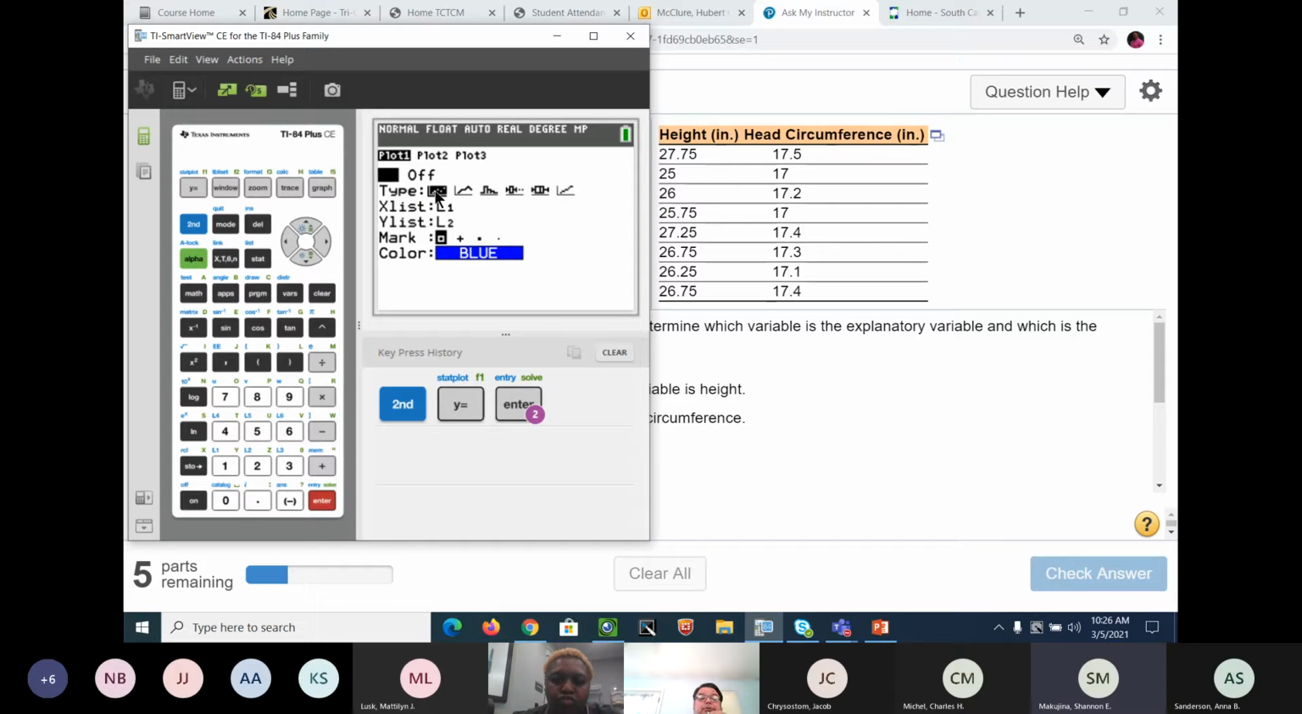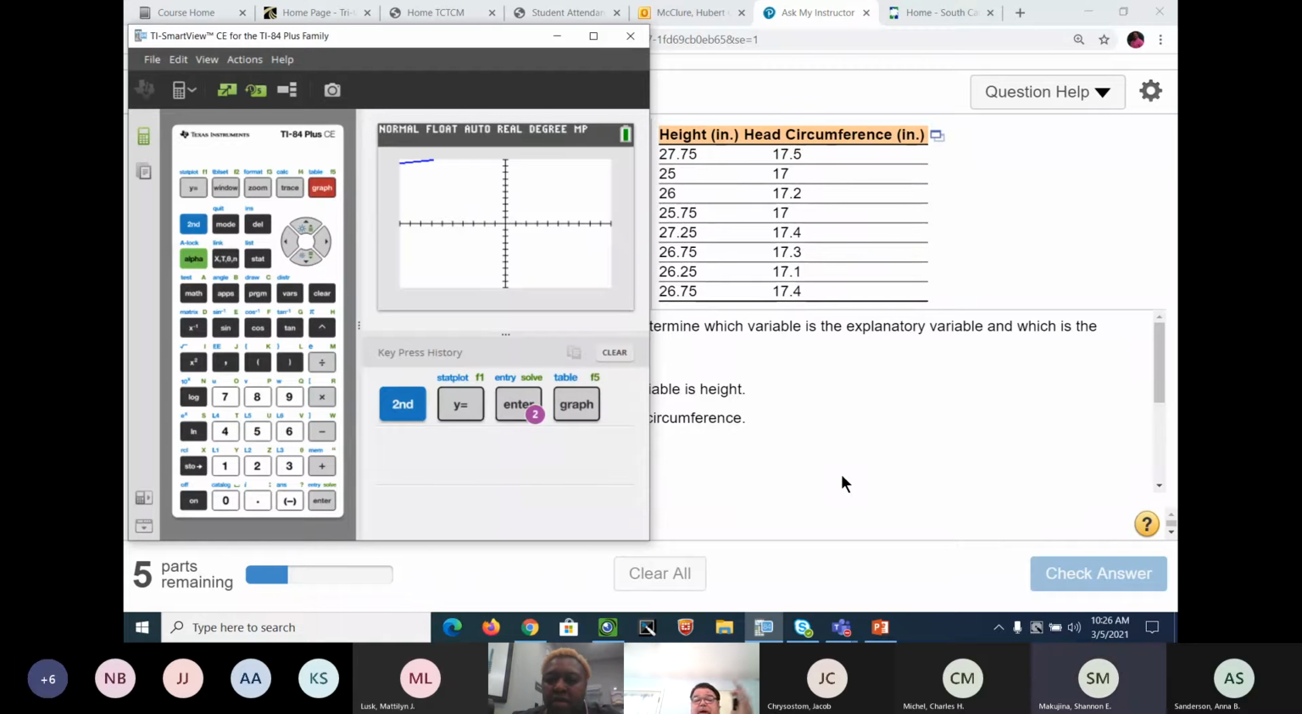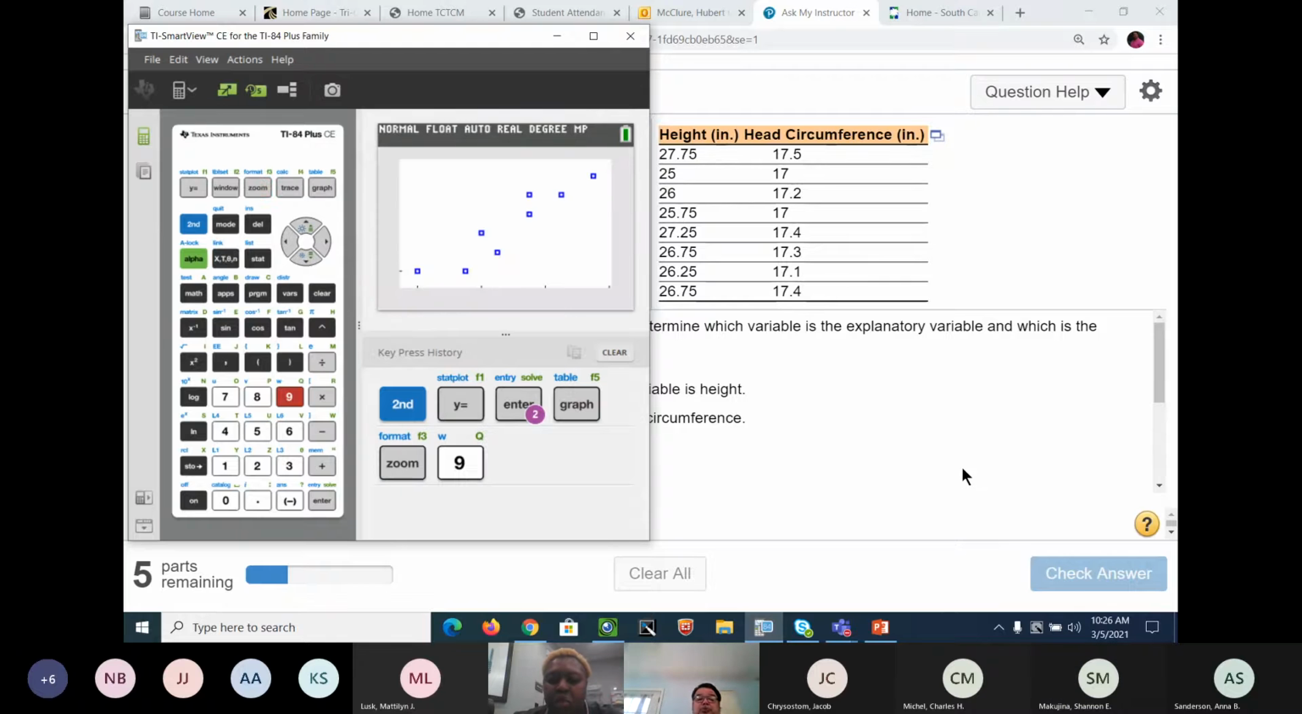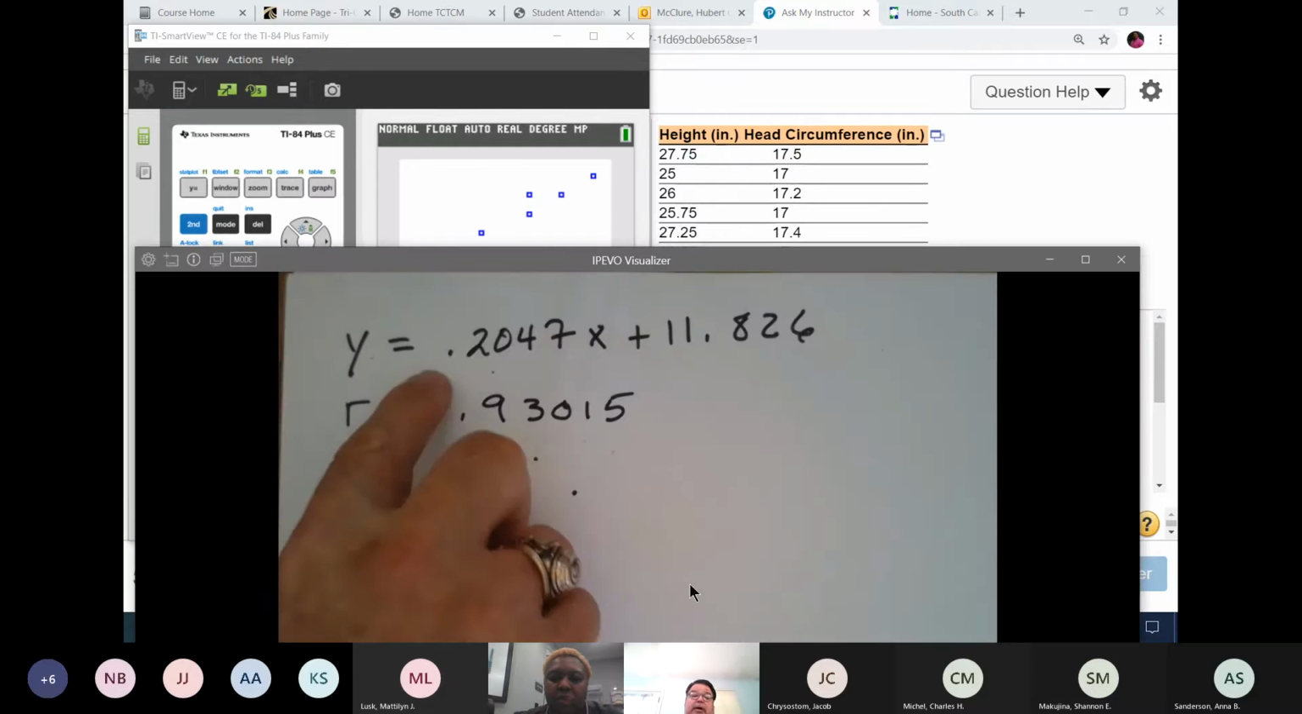It's already defaulted to scatter plot, L1 and L2. So now all you have to hit is graph. Now you may not see it because you got to hit zoom and 9. There's your 9. Oh, okay. Yep, I see it. Now they may want you to put the line through it. The line that you just wrote down over here. That line right there.